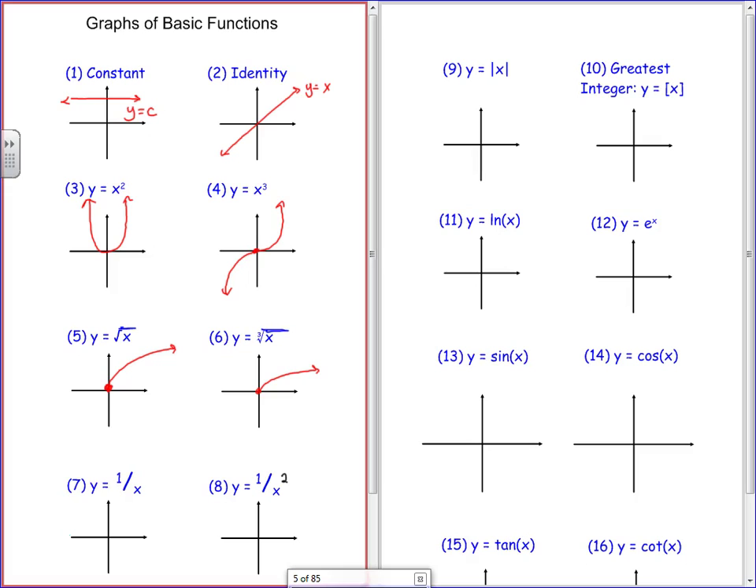These ones look super similar, and they're going to look super similar. 1 over x has a vertical asymptote at 0. When x is negative, 1 over x is negative. When x is positive, 1 over x is positive.